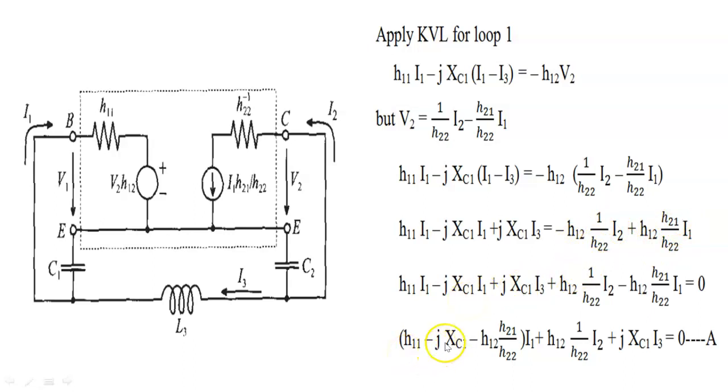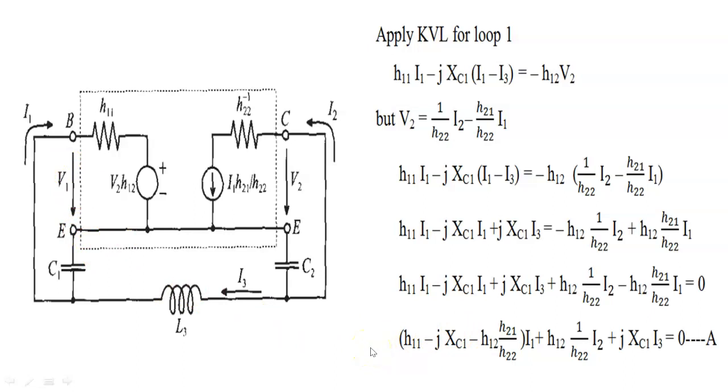Next, we need to arrange this equation according to loop currents. These three terms have I1 components. So H11 minus jXC1 minus H12 into H21 divided by H22, into I1. For loop current I2, H12 into 1 divided by H22 into I2, and for I3, plus jXC1 into I3 is equal to 0. So this is the loop equation for the first loop.